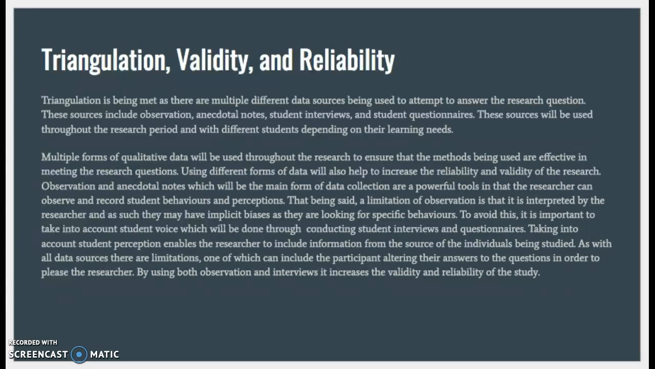Multiple forms of qualitative data are being used, and they will help to increase the reliability and the validity of the research. Observation and anecdotal notes will be the main form of data collection, as previously mentioned, because I do really think that this is a powerful tool. But a limitation of observation is that it's interpreted by the researcher. And again, that's the teacher, what they're seeing. So to avoid this, using the student voice and questionnaires to incorporate what they are feeling and thinking into the study will be really powerful in increasing validity and reliability.